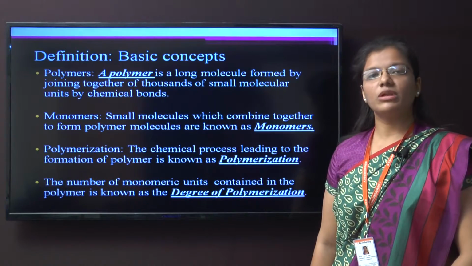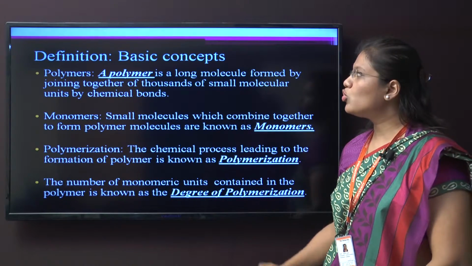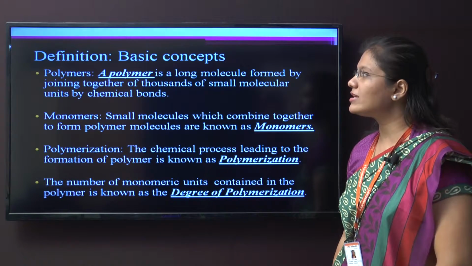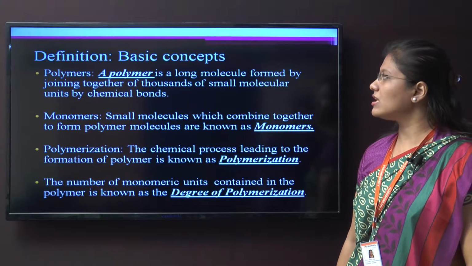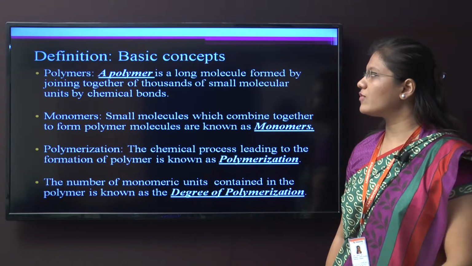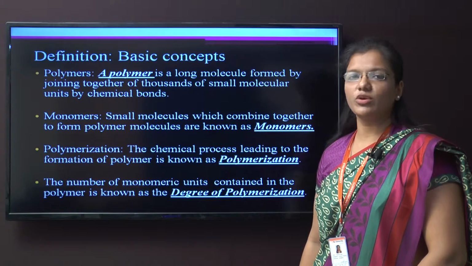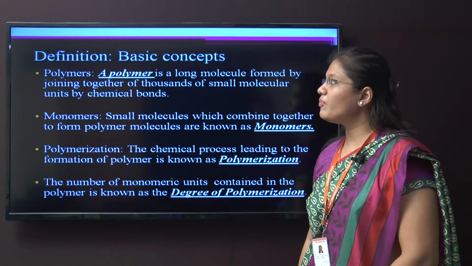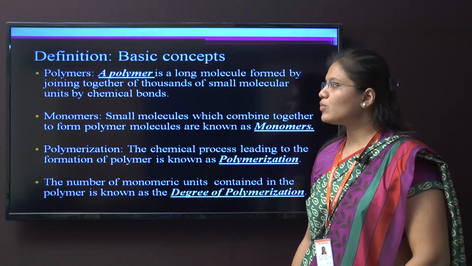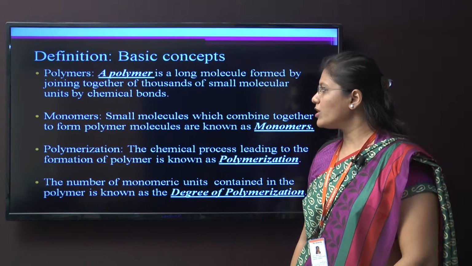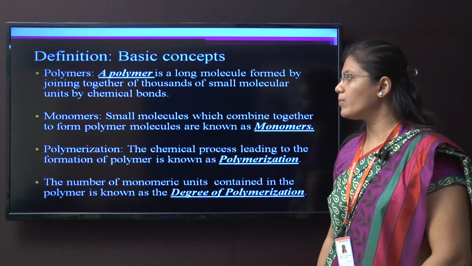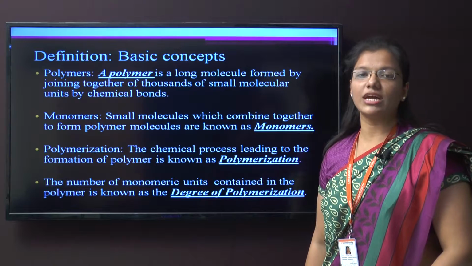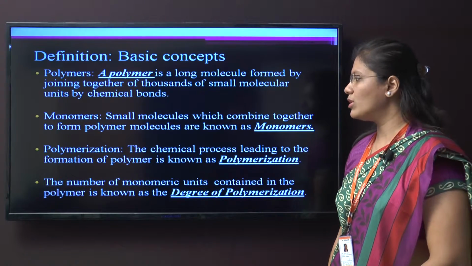Before we go for the polymerization, we have to know some of the basic concepts of polymerization. So before that, what is a polymer? A polymer is a long molecule formed by joining together thousands of small molecular units by chemical bonds. If a polymer is made up of monomers, what do you mean by a monomer? Small molecules which combine together to form polymer molecules are known as monomers. They are the basic units, or the main units, of any polymer.